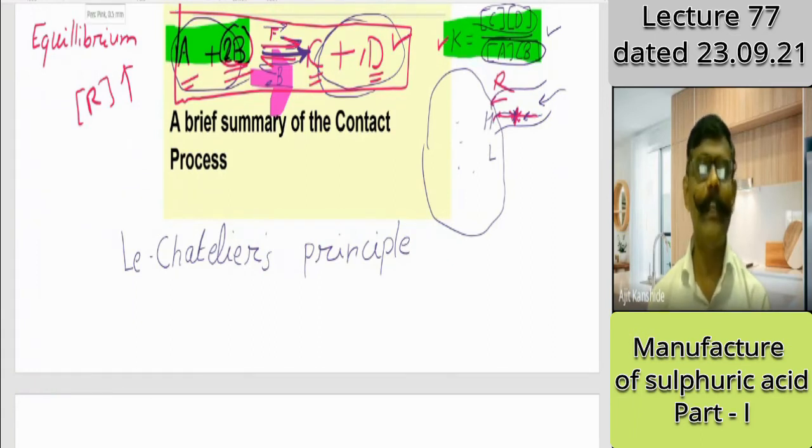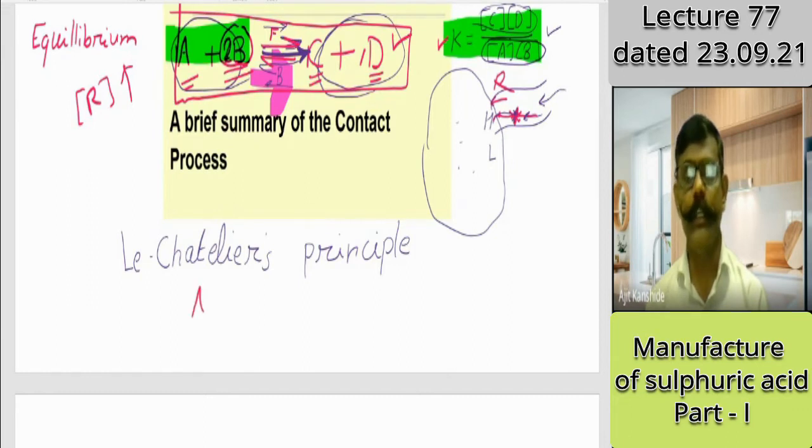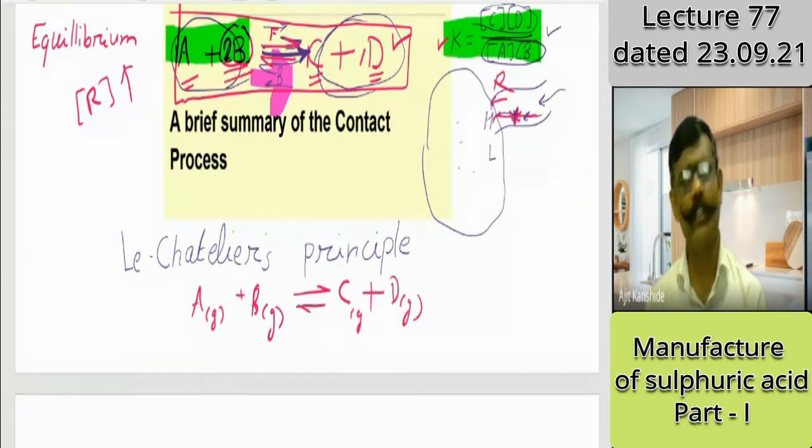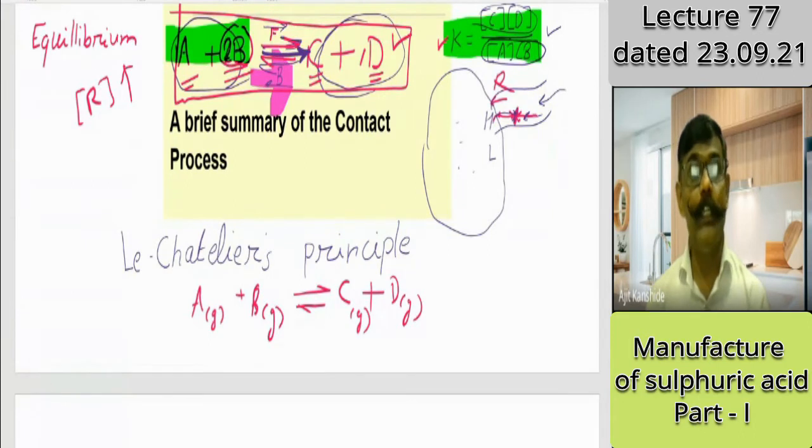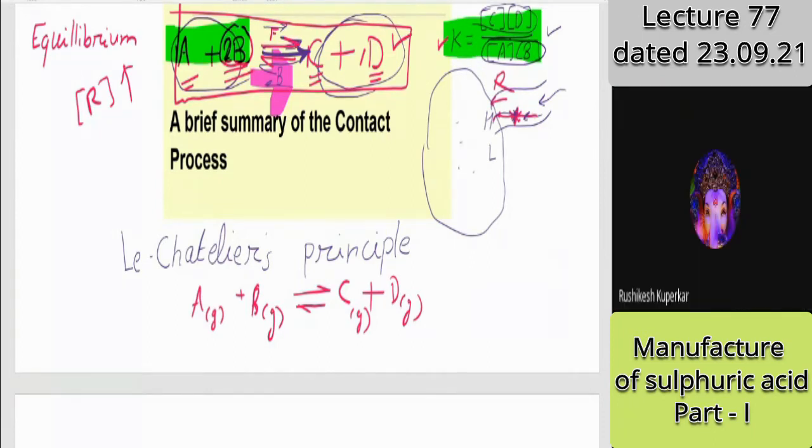One more example let me consider for this Le Chatelier's principle. Suppose A is a gas, B also is a gas, and they produce C and D, these two gases, or any one gas also you can consider. And if I increase the pressure, where will the reaction move? Right side or left side? Not clear, sir. Okay, very good.